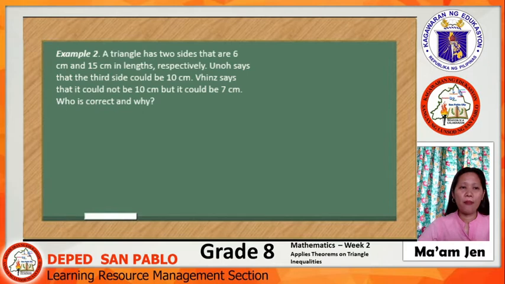Let's have example number 2. A triangle has two sides that are 6 centimeters and 15 centimeters in length respectively. Uno says that the third side could be 10 centimeters. Vince says that it could not be 10 centimeters, but it could be 7 centimeters. Who is correct and why?